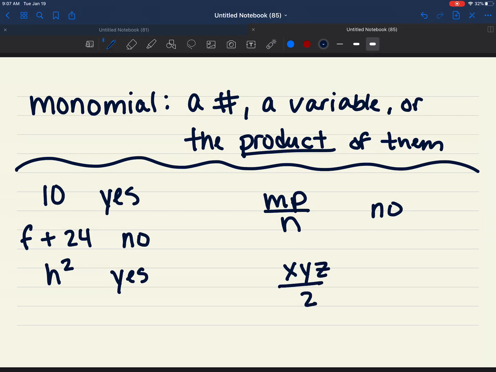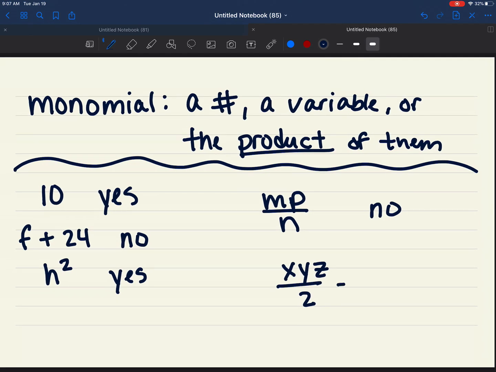What about x, y, z over 2? No. This one is yes. Can anyone tell me why? Why would this be yes and the other one would be no? Because it's divided by a number. Which is the same as doing what? Dividing by 2 is the same as doing what operation? Multiplying by 1/2.